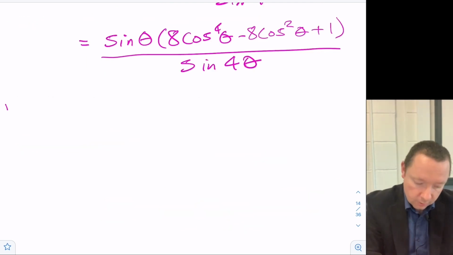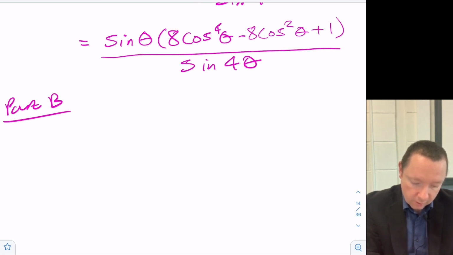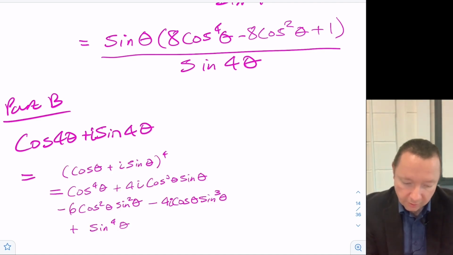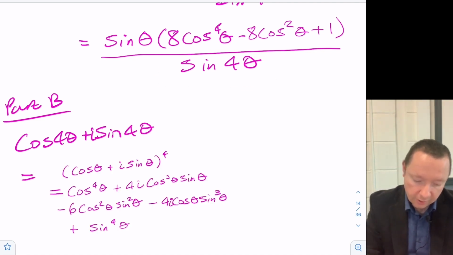Okay, part B told us that cos 4 theta plus i sine 4 theta equals, I'm just going to paste this in. So if we want to know what sine 4 theta is, we can just equate the imaginary parts, because we've got an i here, to the imaginary parts of this right hand side.